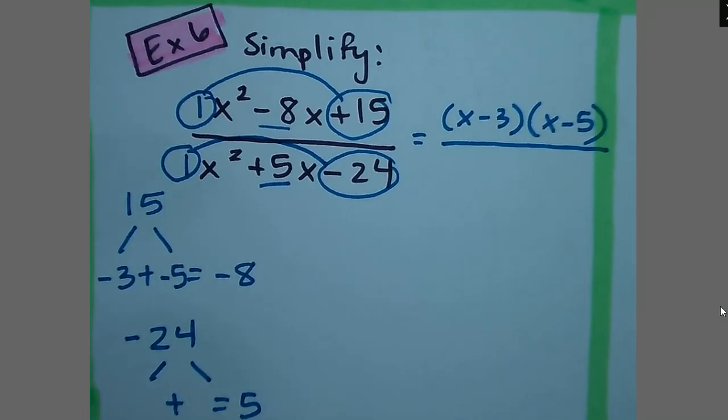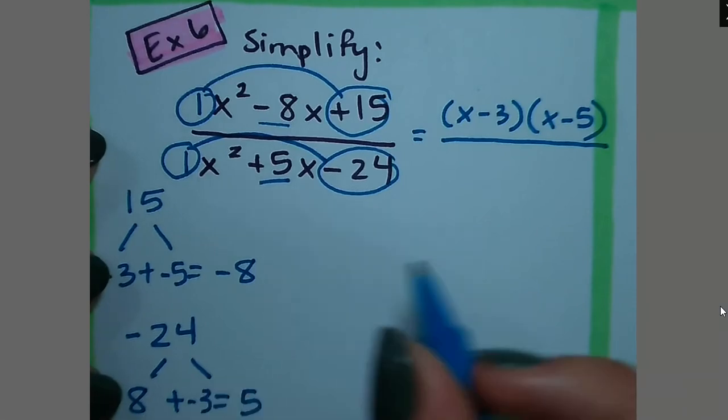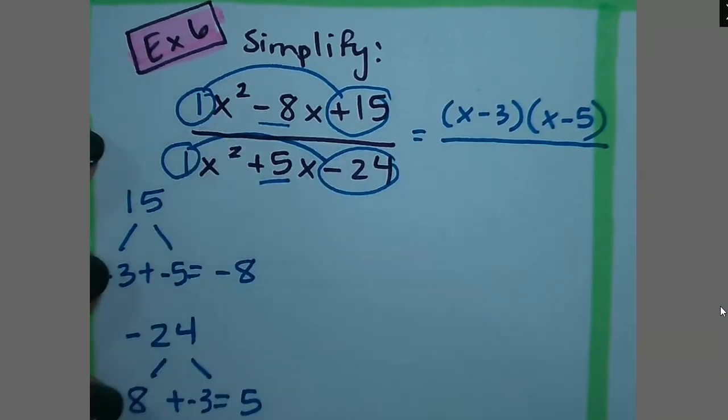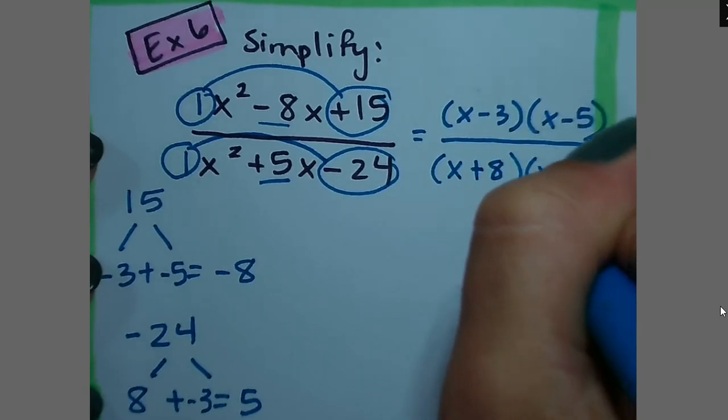Okay, we want +5, so we want the bigger number to be positive. So it's going to be 8 and -3. 8 minus 3 is 5. 8 times -3 is -24. So now I can just write this straight into my factored form because there was a 1 in the front. It's going to be x plus 8 times x minus 3.